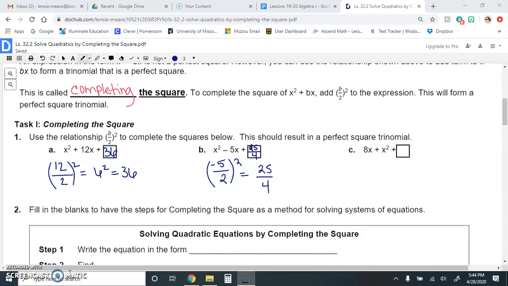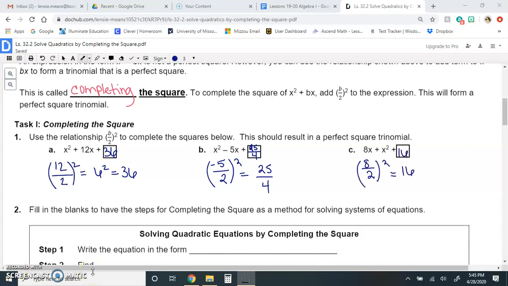The second thing that we want to be reminded of is that even though it's a negative, whenever you square something, you're multiplying by itself, so it's going to turn back positive. So when you use this method, you're essentially always going to be adding a positive number to your equation. 25 over 4, how I got that is by squaring the numerator and the denominator. All right, when you're ready, go ahead and pause, and try letter C.